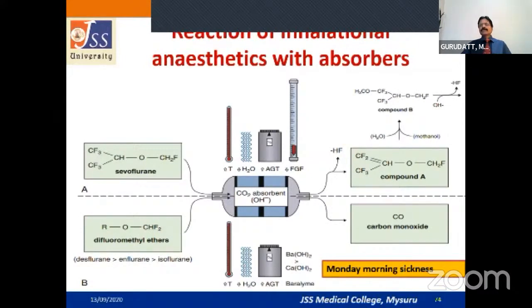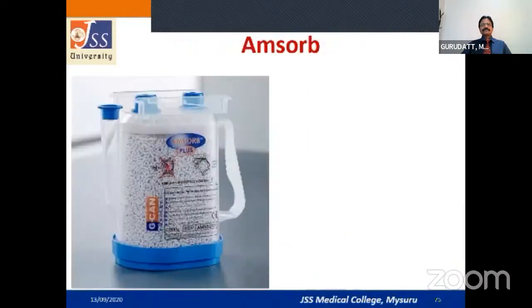So suppose there is 200 or 250 ml of minimum mandatory flow, because the master switch is on, so 200 to 250 ml of oxygen will be going through the system, through the soda lime, and it will desiccate the soda lime. So on Monday morning, when the first patient is being given anesthesia, if desflurane is being used, it reacts with desiccated soda lime and produces carbon monoxide, which cannot be detected. And postoperatively, because of this carbon monoxide, the patient may become sick. That's why it is called Monday morning sickness.